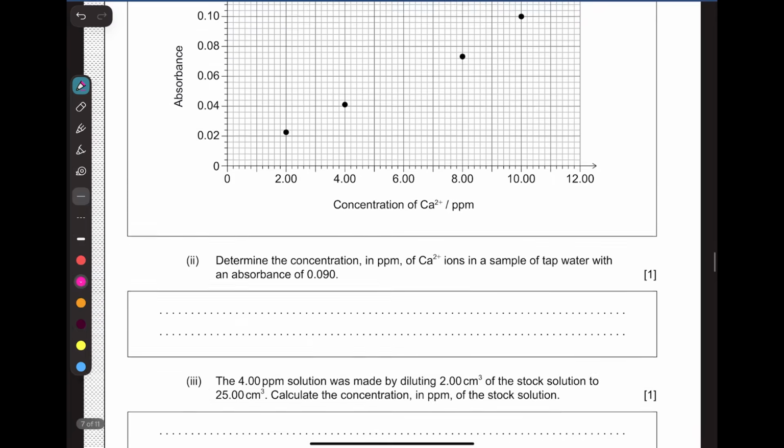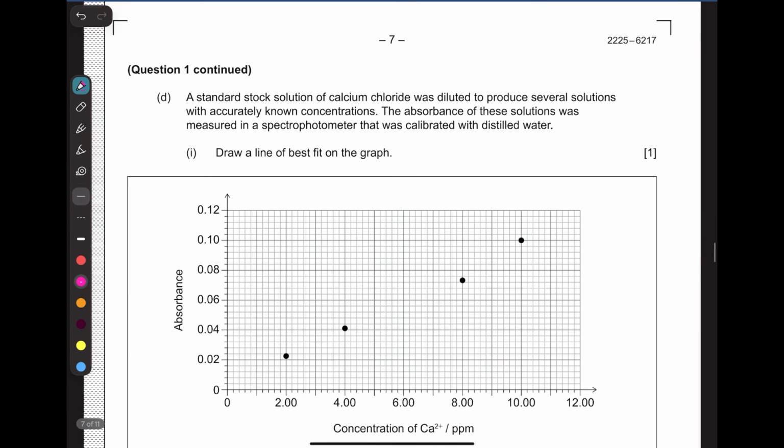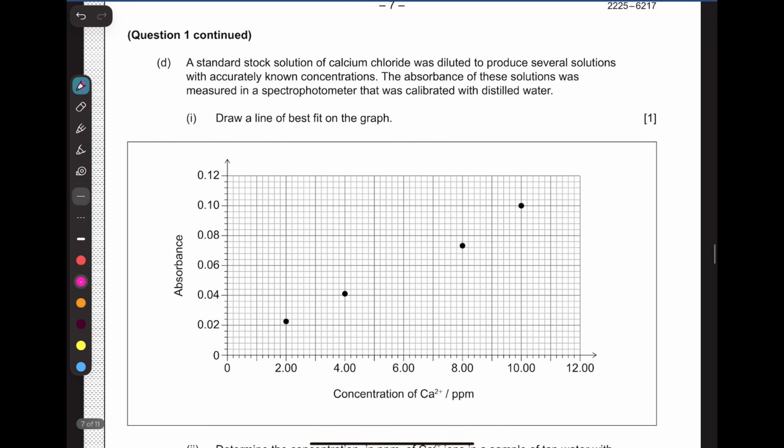Okay, now we have 3 more parts and then this question will be done. So it's an absorbance and concentration curve. We have to draw the line of best fit. So sure, we can do this. This line of best fit should pass through the origin.